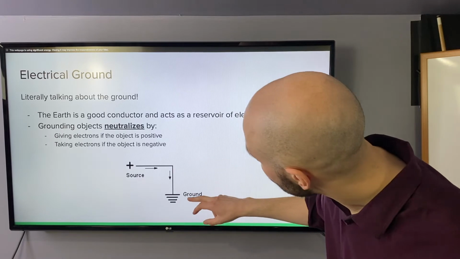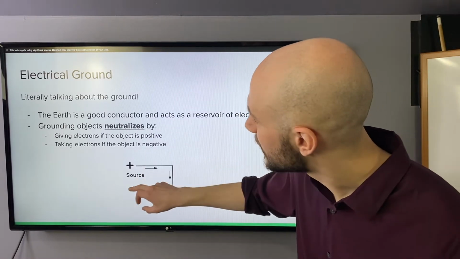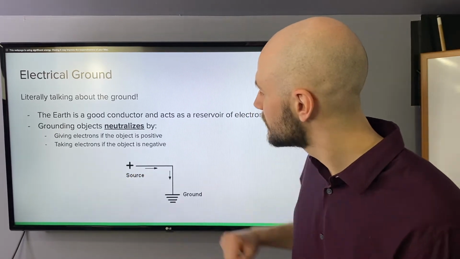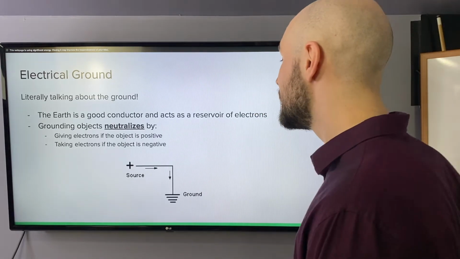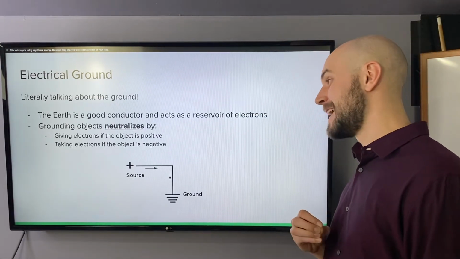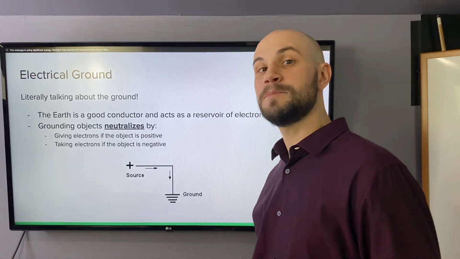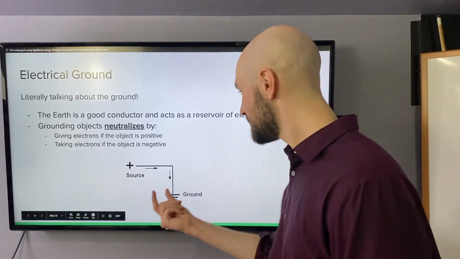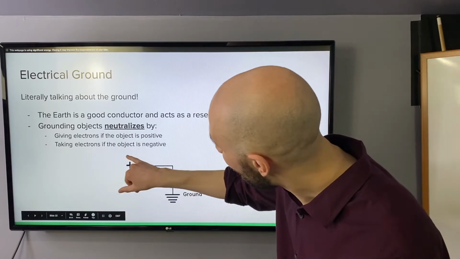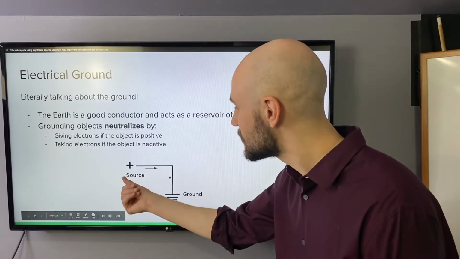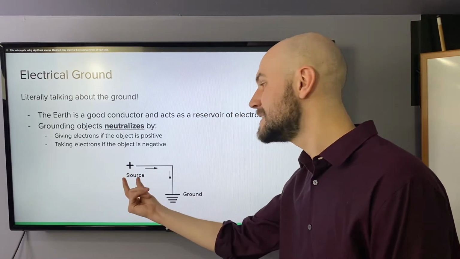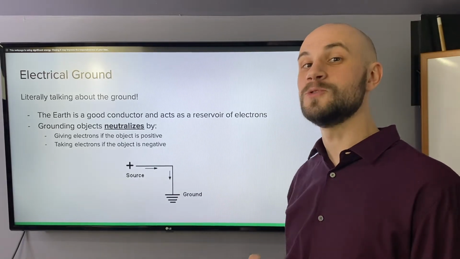The electrons will run up from the ground into the object, neutralizing the object. If we have a negative object, we hook up a negative object to the electrical ground. The negative object has a bunch of extra electrons. So by hooking it up to the ground, all of those extra electrons run into the ground until the object is neutral.